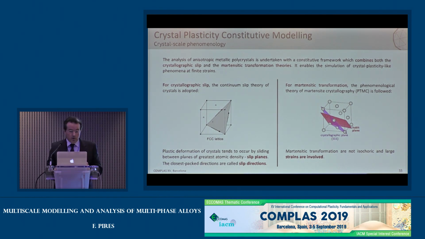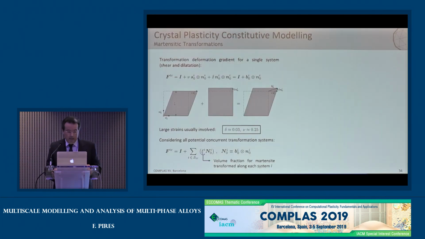So the model itself, which I'll show very briefly, uses for the crystallographic slip the well-established theory of slip, which has physical roots in the dislocation mechanics of materials. And for the martensitic transformation, we will use the phenomenological theory of martensite crystallography. And this theory, although it has been extended many times since its inception, has, I would say, stood the test of time, and it's still used for a large number of constitutive models.